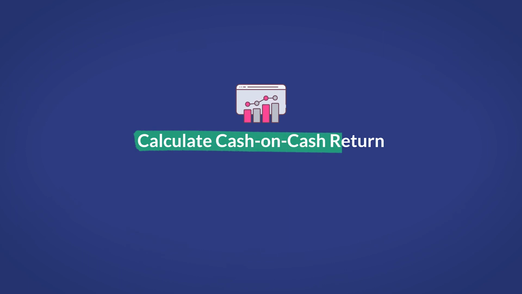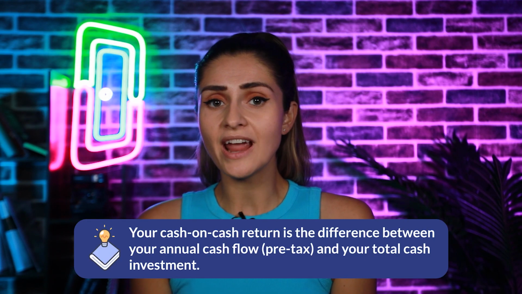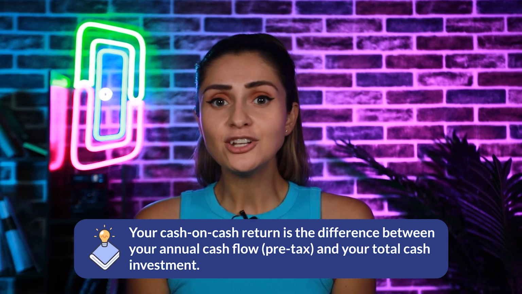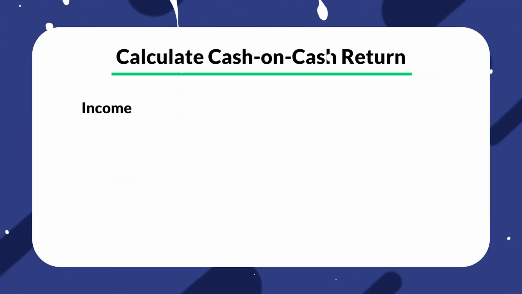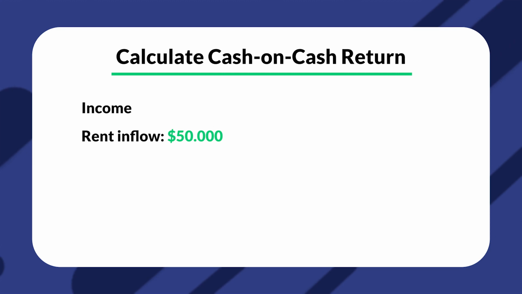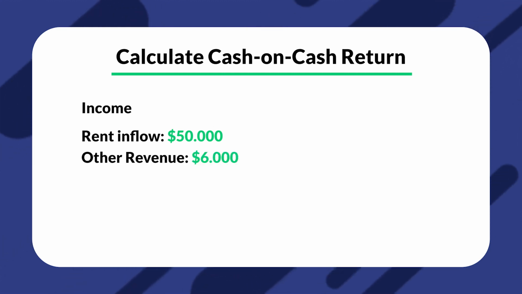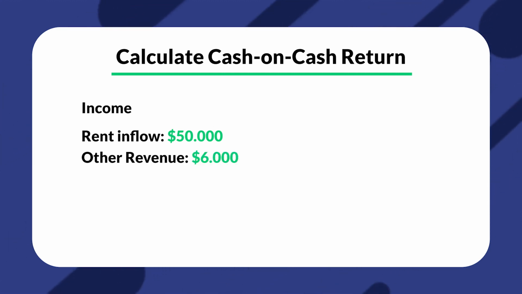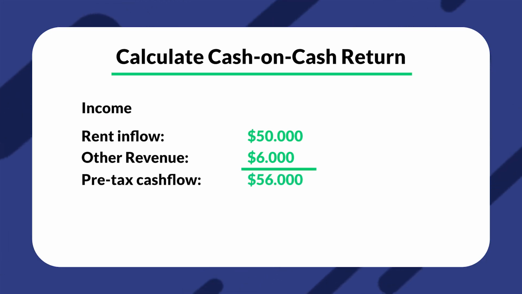Calculate cash-on-cash return. Simply stated, your cash-on-cash return is the ratio of your annual cash flow, pre-tax, to your total cash investment. You want to total up your gross rent inflow for the year, as well as any other revenue you might get from the property, such as additional rent for parking spaces or storage units, to determine your pre-tax cash flow for the year.